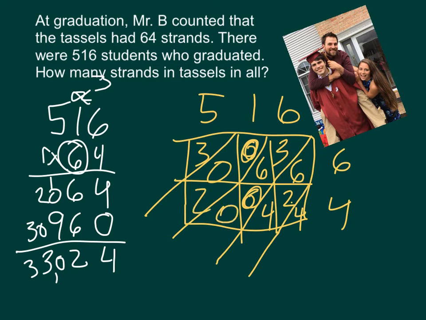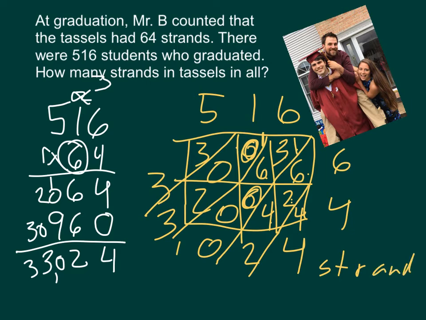Now I'll add my diagonals. So 4 is by itself. 4. 6 plus 2 is 8. Plus 4 more is 12. Carry that. 1 plus 3, 4. Plus 6, 10. Carry up my 1. 1 plus 2 is 3. And then 3 is by itself. So I got 33,024, and I need to label strands. So got them both ways, and we'll rock on from there.